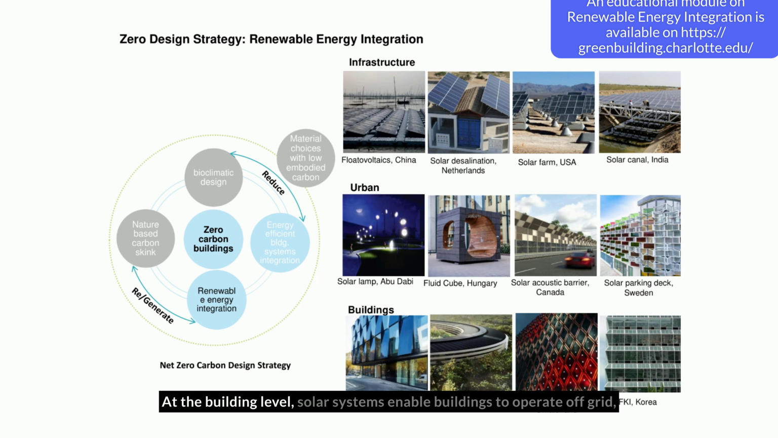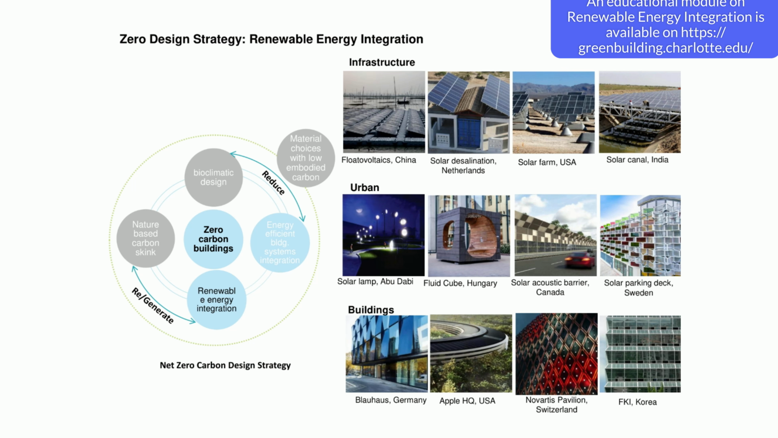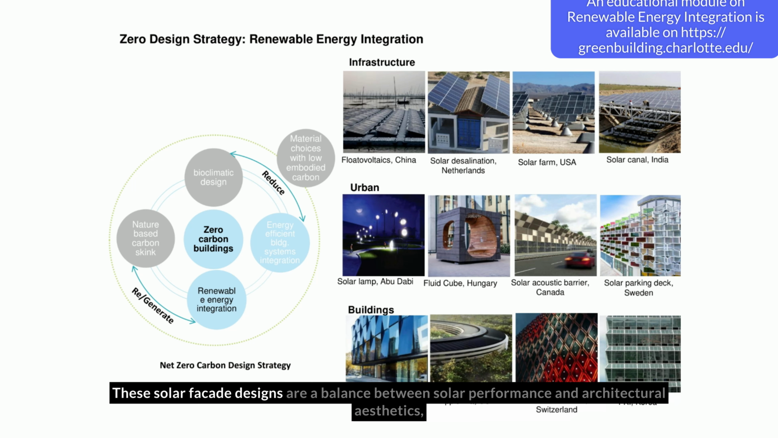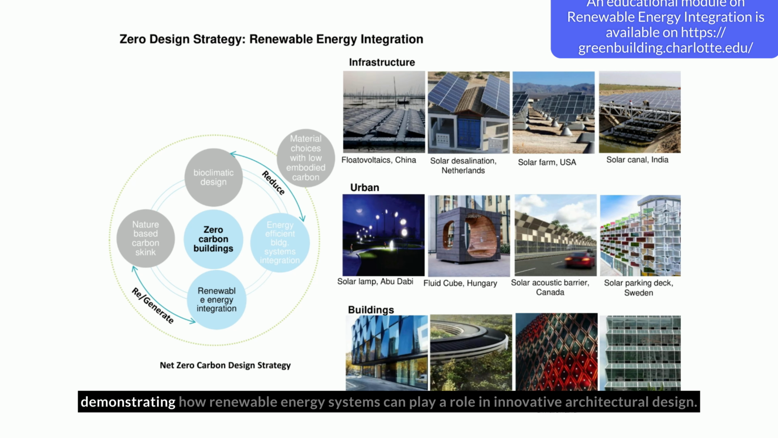At the building level, solar systems enable buildings to operate off-grid, providing energy independence and enhancing resiliency during climate emergencies. They can be integrated with facades as seen in projects like Blue House, the Novartis Pavilion, and the FKI Tower, or applied to rooftops such as Apple headquarters. This solar facade design is a balance between solar performance and architectural aesthetics, demonstrating how renewable energy systems can play a role in innovative architectural design.